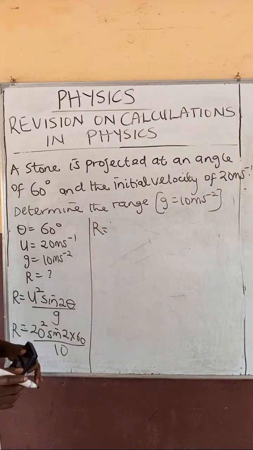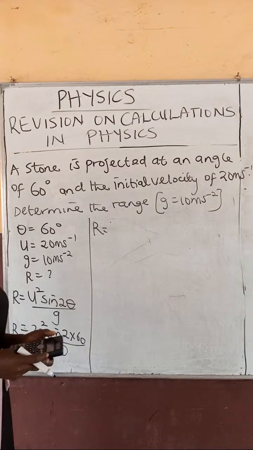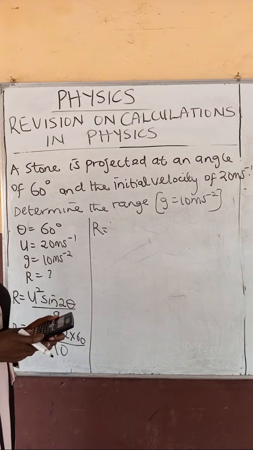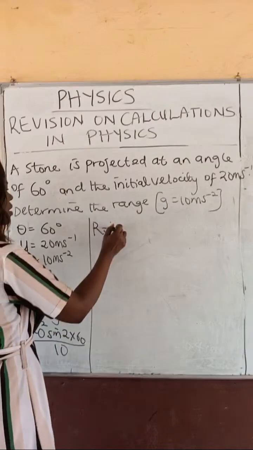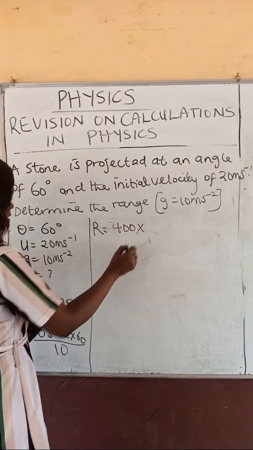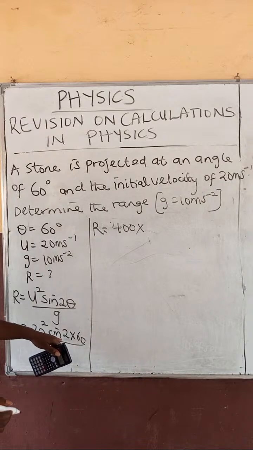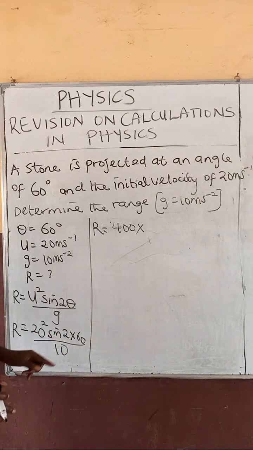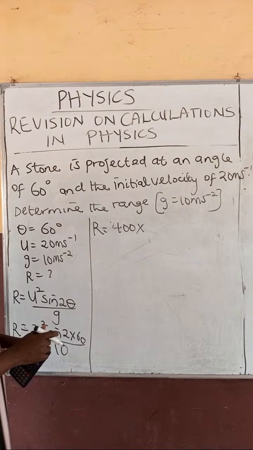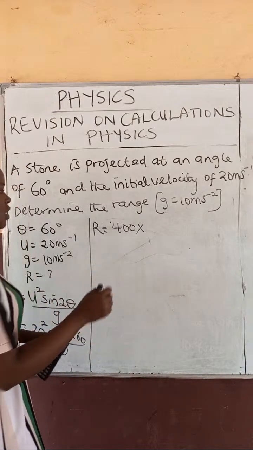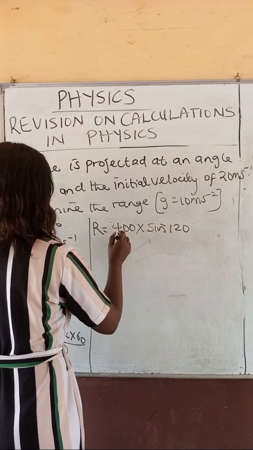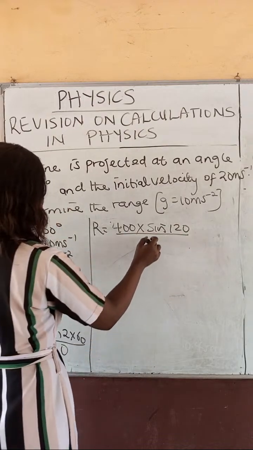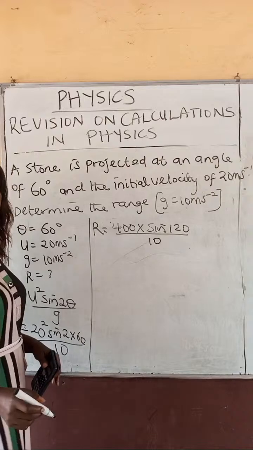What is 20 squared? That is 400. 20 squared is something as what? 20 times 20, that will give us 400, right? Multiplied by sine 2 theta. That means 2 times 60, okay? And 2 times 60 is 120. So this will be sine 120, okay? Divided by what? 10. Is that okay?